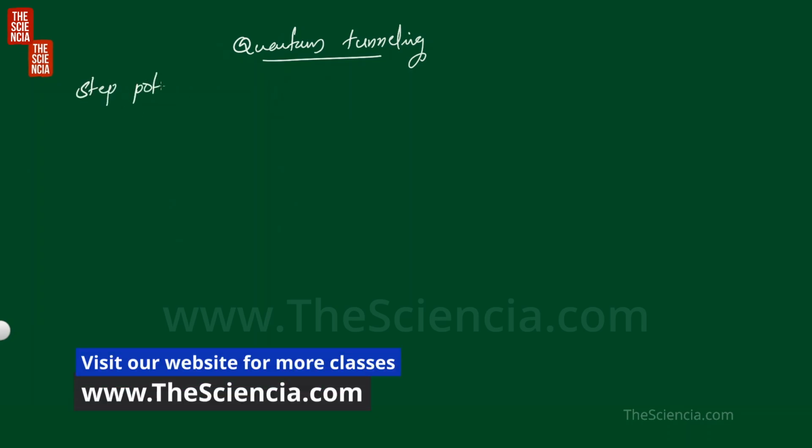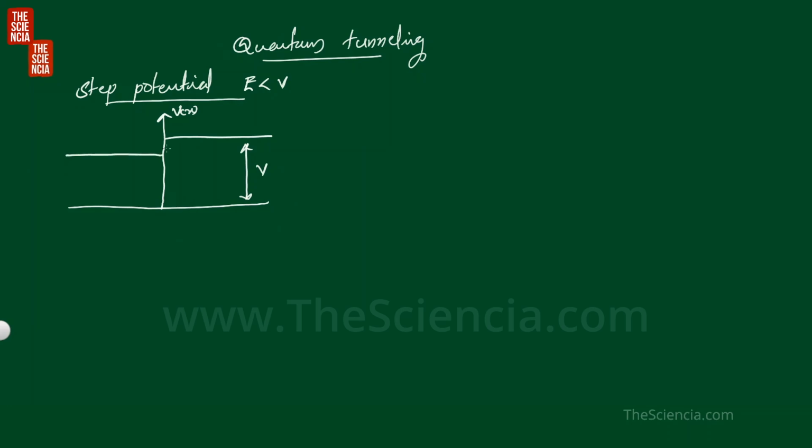Quantum tunneling. So we are discussing step potential, right? In the last case we discussed a step potential where the energy of the particle is less than the potential barrier. And we know the wave function in both the regions. So this is the V of x and this is the potential V. And the particle has an energy which is less than the energy of the potential barrier.